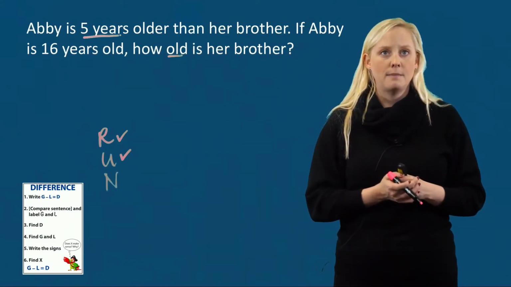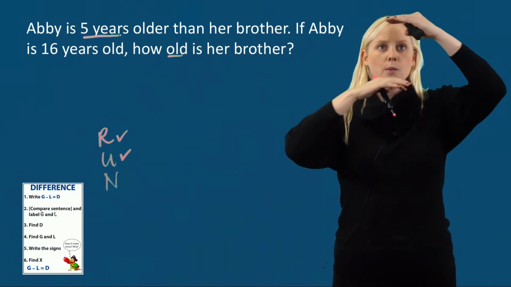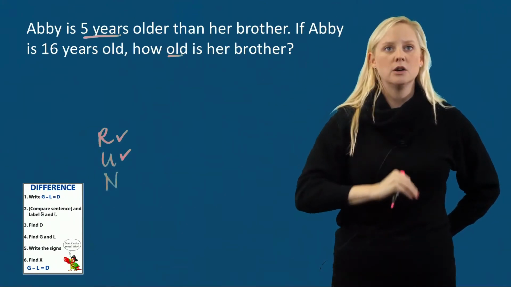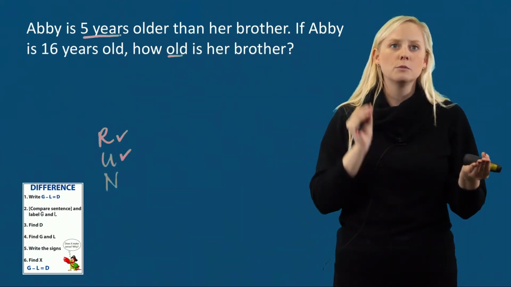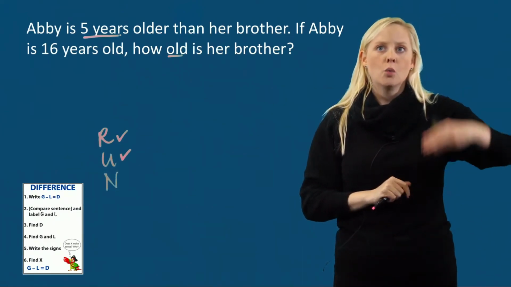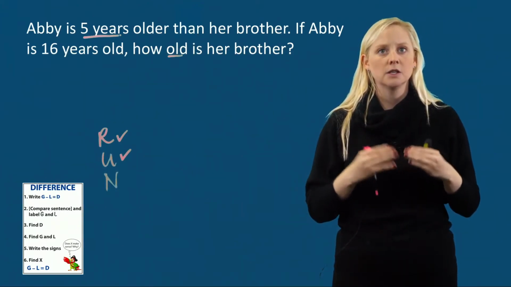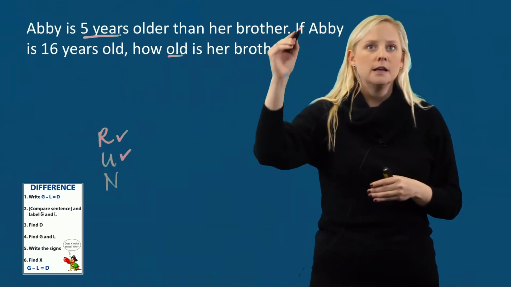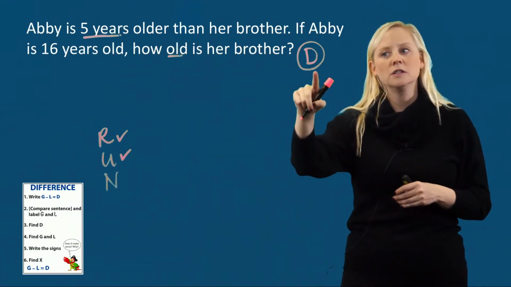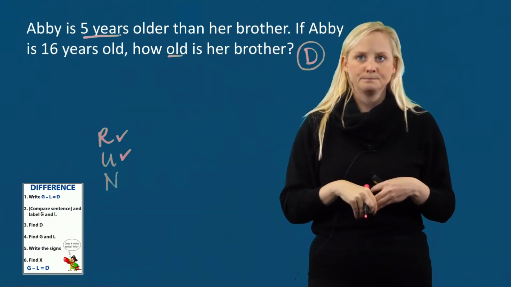N stands for name the problem type. I need to ask myself, are we putting parts together for a total? Are we comparing two amounts for a difference? Do we have a starting amount that increases or decreases to a new amount? Or do we have groups with an equal number in each group? Here, I know that we're comparing. We're comparing Abby to her brother. And when we're comparing two amounts for a difference, we know that this is a difference problem. To help me remember that this is a difference problem, I'm going to put a D right here. Students can put a D here, in the corner over here, anywhere near the problem.